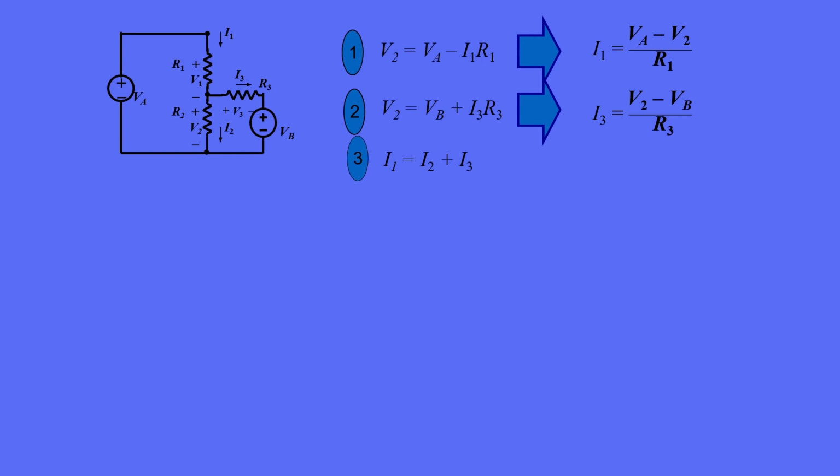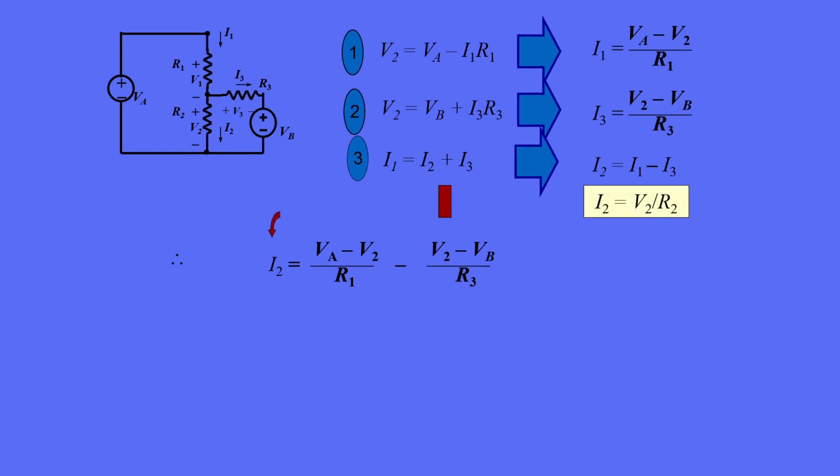equation 3. Here's equation 3 again. We can express it in the following way. I2 is equal to I1 minus I3. We now substitute in the expressions for I1 and I3 found from equations 1 and 2. We get the following expression for I2. VA minus V2 over R1 minus V2 minus VB over R3.